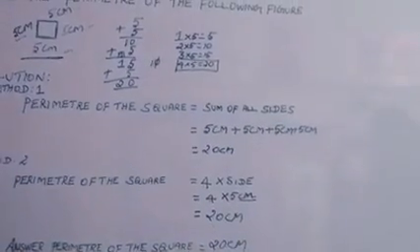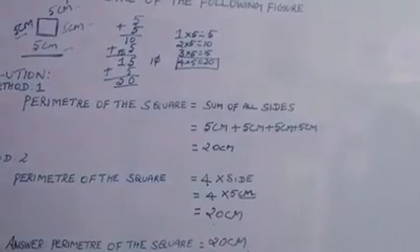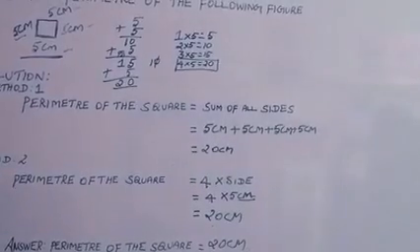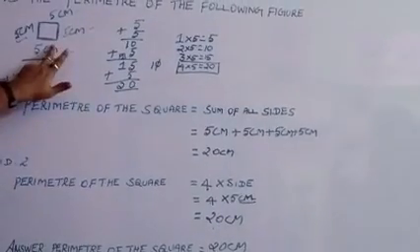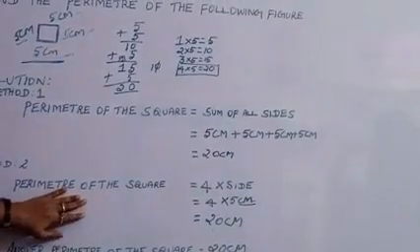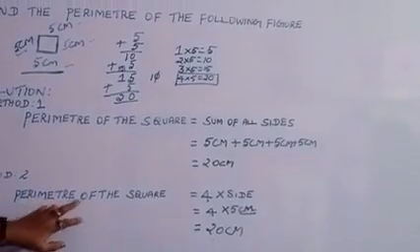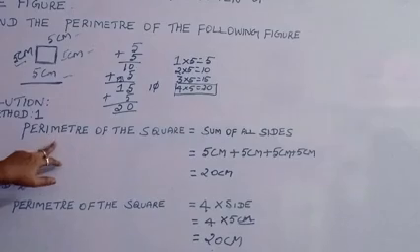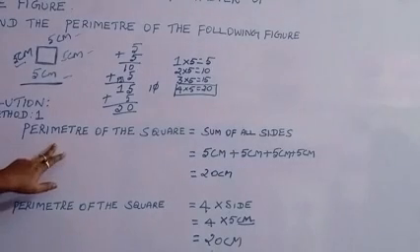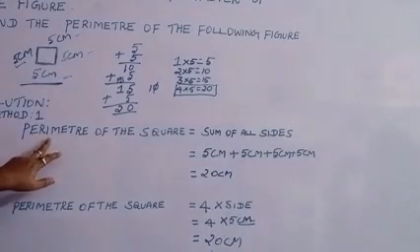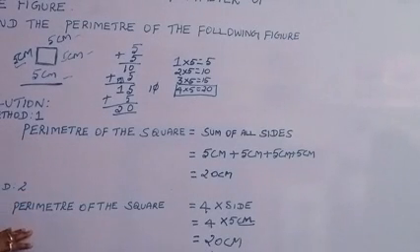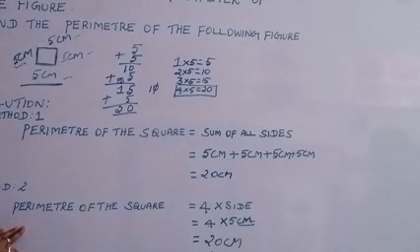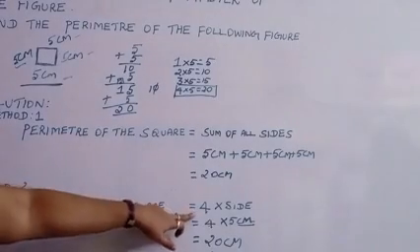So today we studied two formulas to find the perimeter of the square. One is the common formula for all closed figures. Another one is the particular formula for the perimeter of the square. The common formula is nothing but the sum of all sides: the perimeter of the square is equal to the sum of all sides. And the particular formula is: perimeter of the square is equal to 4 into side.